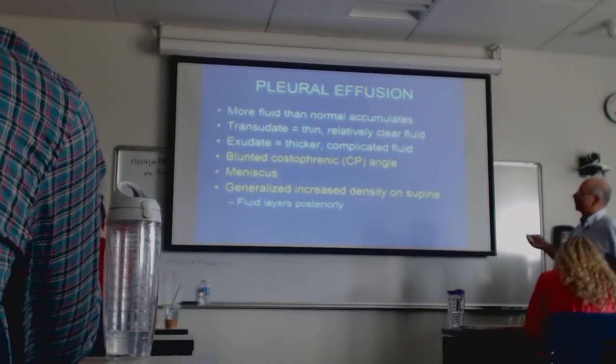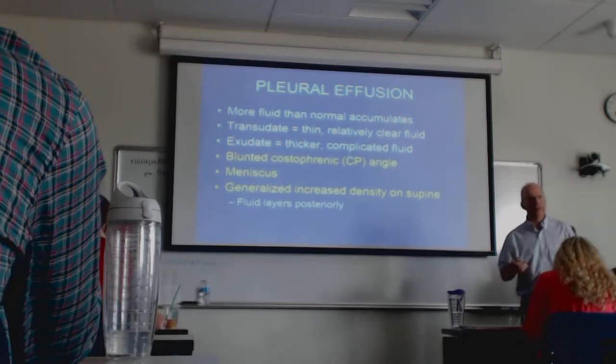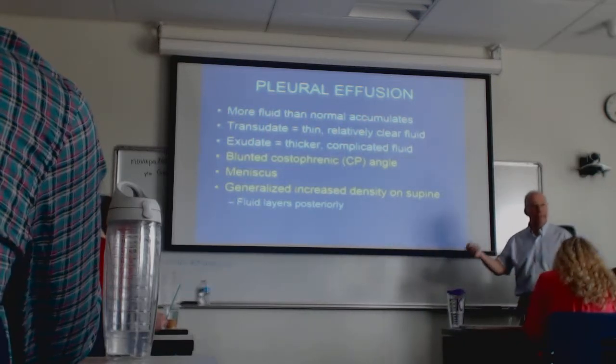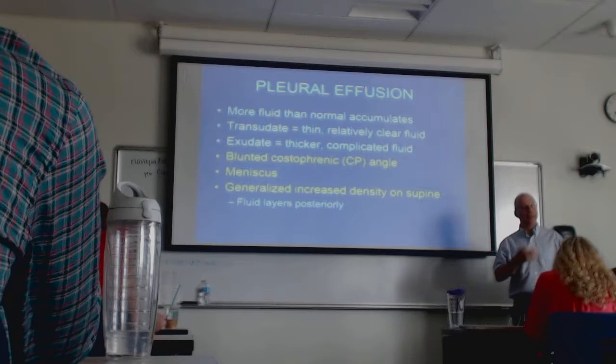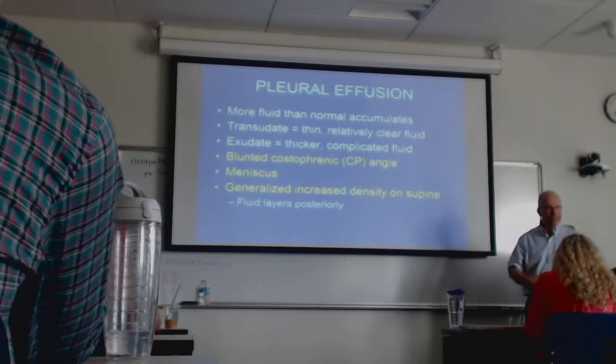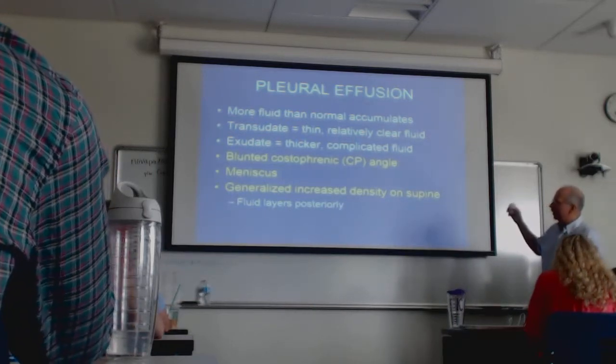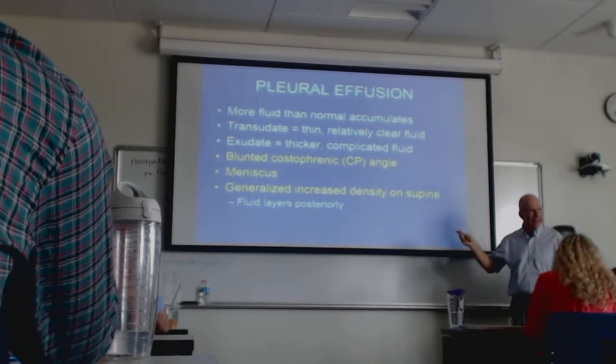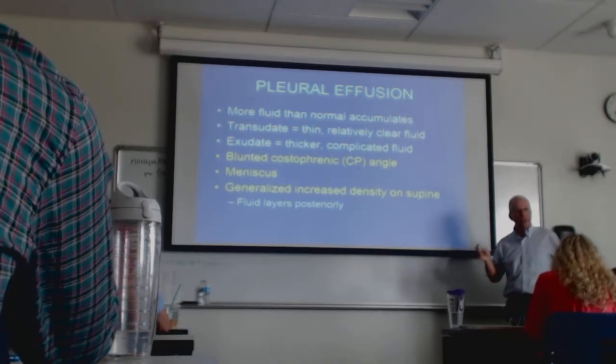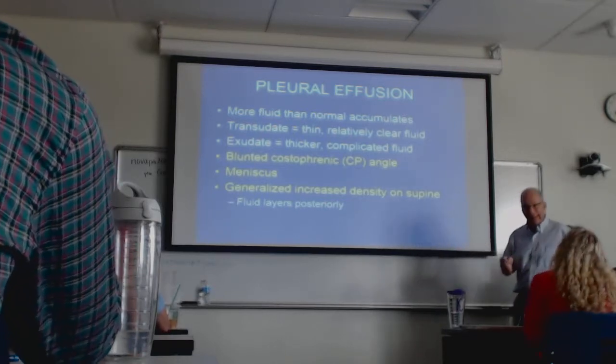So what are the findings in a pleural effusion? A pleural effusion means a pleural fluid collection. I can't necessarily tell just by looking at the chest X-ray if it's a transudate or an exudate. I just know there's something in the pleural space. The findings would be that the costophrenic angle gets blunted. Remember I showed you that really sharp costophrenic angle.